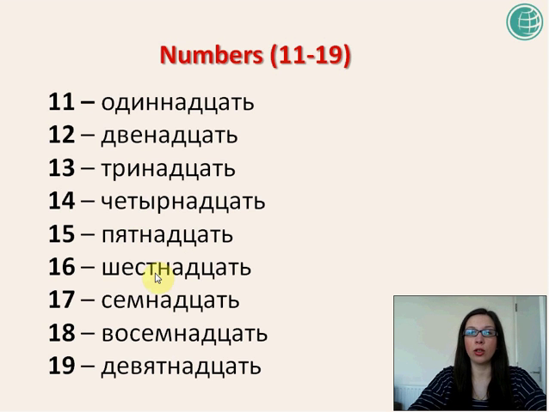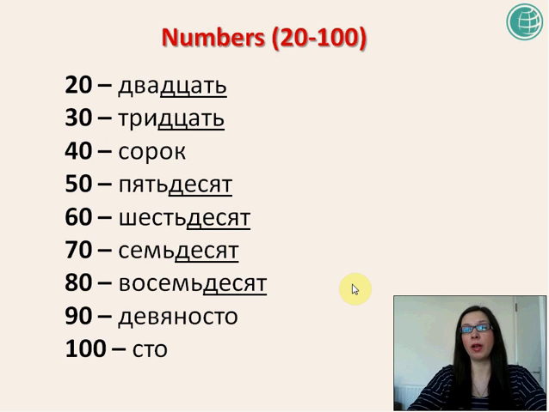And I will remind you that in these numbers 9, 8, 7, 6, 5 will not have a soft sign. So 16, 17, hard sound. And numbers from 20 to 100. 20, 30, 40, which is not connected to any number. 50, 60, 70, 80, 90, 100.